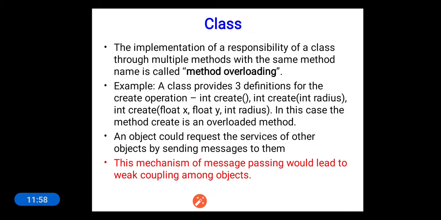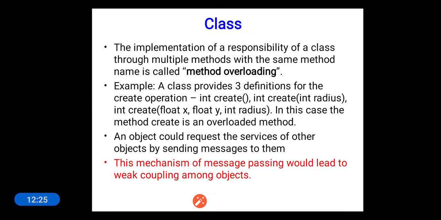In one definition, just int create, that means there are no parameters for the create method. In another one, create is given some parameter like radius. In another one, create is given three parameters, that is x, y, radius. So here we are implementing the same method in three different manners.